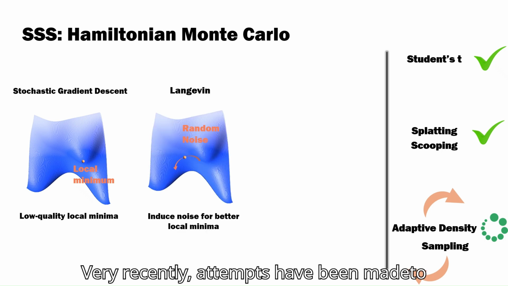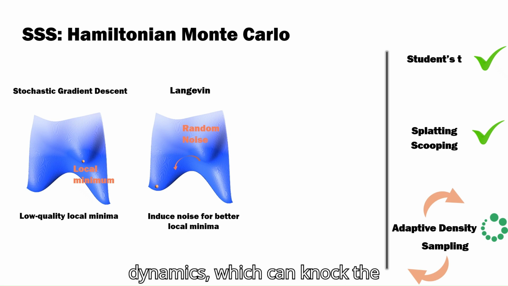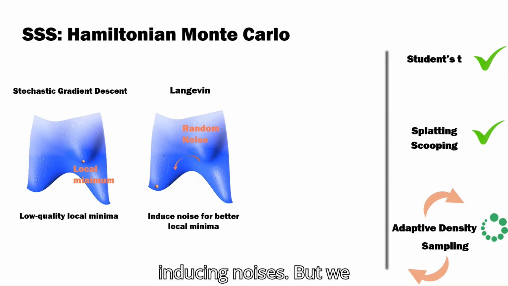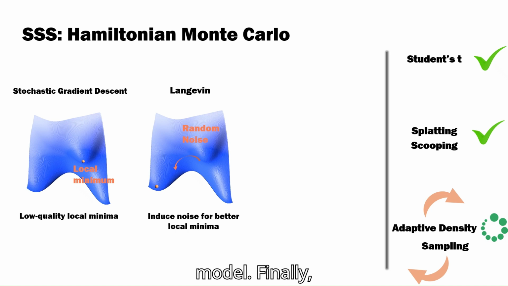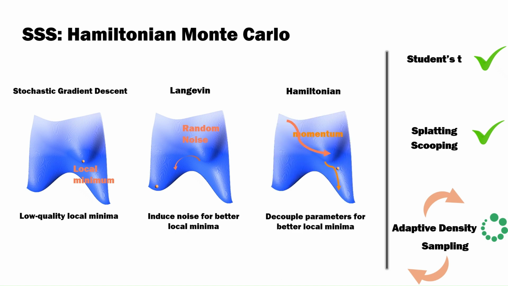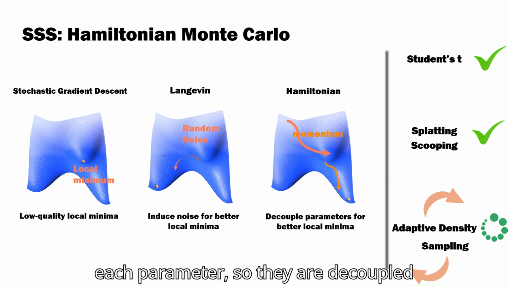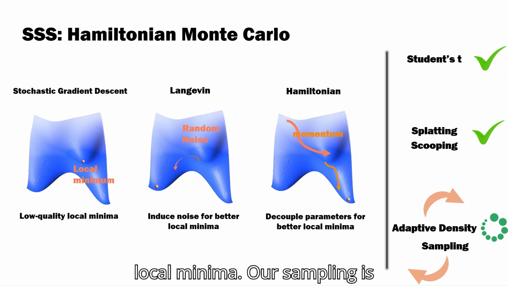Very recently, attempts have been made to use stochastic gradient Langevin dynamics, which can knock the optimization out of the local minima by inducing noises. But we found it is still less ideal for our model. Finally, we introduce self-adaptive momentum for each parameter, so they are decoupled during learning, leading to a better local minima.